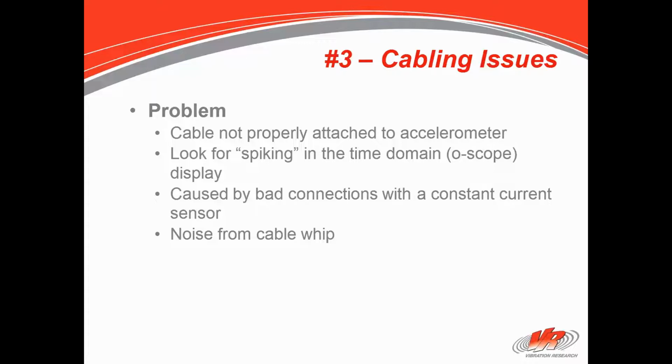What I like to do is look at the time domain display on your controller. If you see a nice clean signal, probably your cable is attached correctly. But if you see occasional spiking, just a big transient coming out, that's likely caused by a cable that's opening and closing intermittently. If you think about it, the way constant current bias accelerometers work is they supply power with a DC offset.